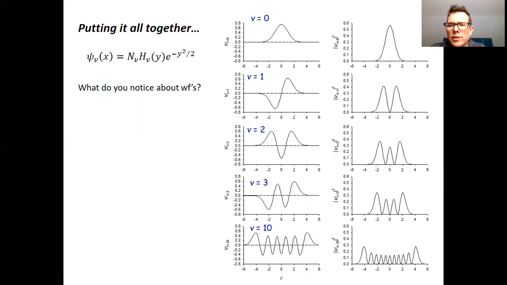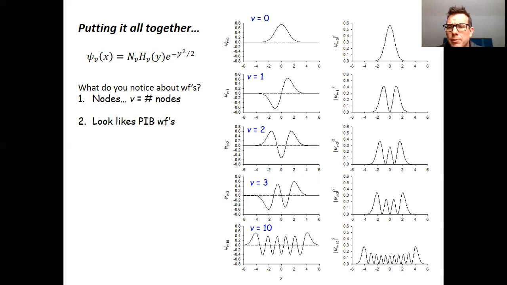The question I'm asking is, what do we notice about the wave functions? Let me point out a couple of things to you. The first is nodes. You'll see that the lowest harmonic oscillator wave function, v equals 0, has no nodes. V equals 1 has 1 node. V equals 2 has 2 nodes. So v, the quantum number, is telling you the number of nodes in the system. And as you might anticipate, as the number of nodes goes up, the wavelength is decreasing, and we might expect that energy is going to go up.